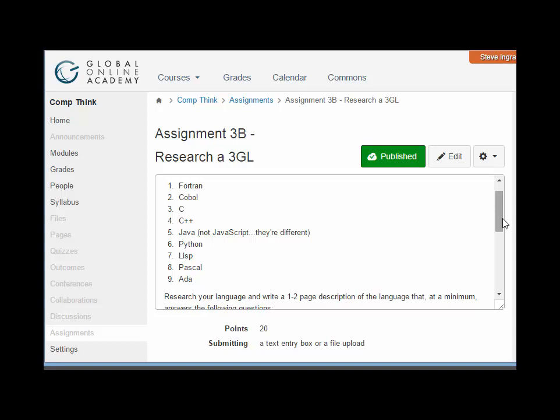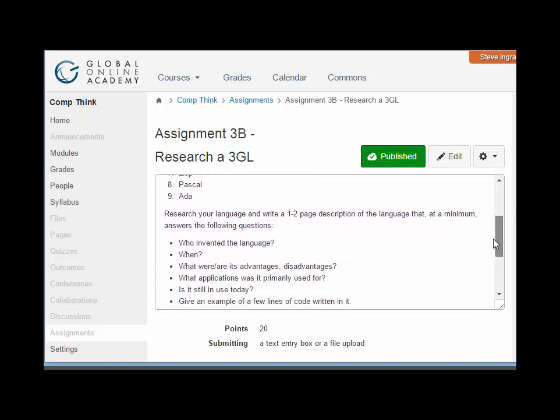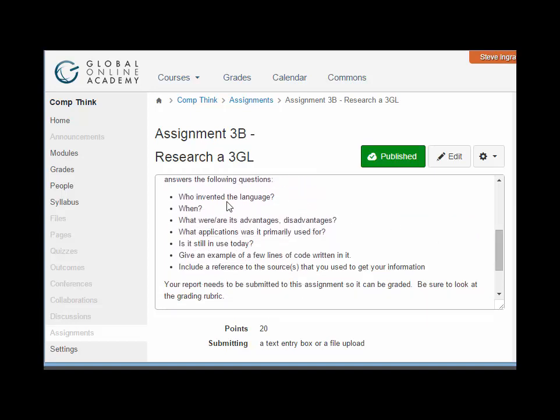I don't really want all of you to pick the same language, although there's nothing against that. I suspect that out of 18 of you, we'll cover quite a few of these. For each of those, find out who invented the language, when, what the advantages and disadvantages are, what it's used for, and if it's still in use today. Find an example of a few lines of code written in it. You don't have to have written them yourself. And then include a reference to the sources that you use to get your information.